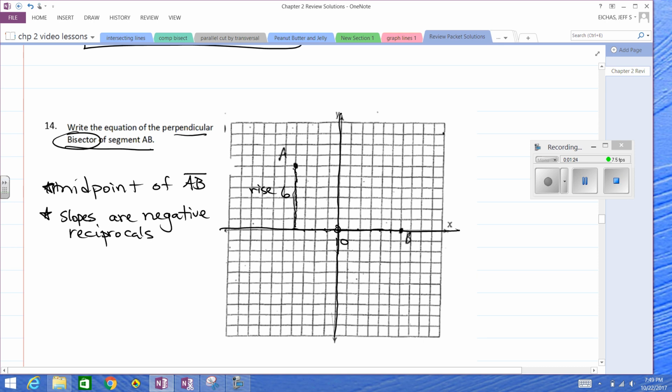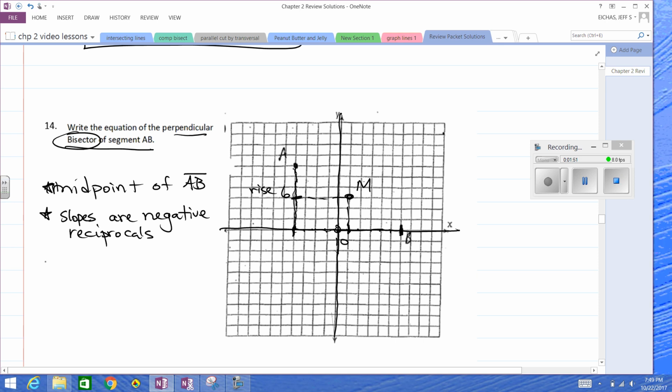Okay, now I got to get the midpoint of AB. Well, basically what we're going to take is the rise and cut it in half. So instead of going all the way from here to here at 6, we're going to go half, so 3. Instead of going from here to here at 10, we're going to go half, 5. And then these meet right there. Okay, so that's going to be M, the midpoint, and it's over at 1, 3.